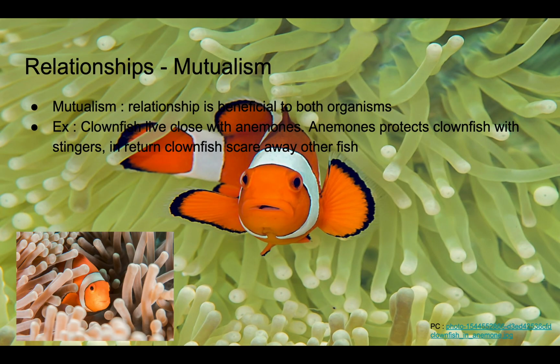Mutualism. Mutualism is a relationship where it is beneficial to both organisms. For example, clownfish live close with anemones. And they protect the clownfish with stingers, and in return, clownfish scare the other fish.